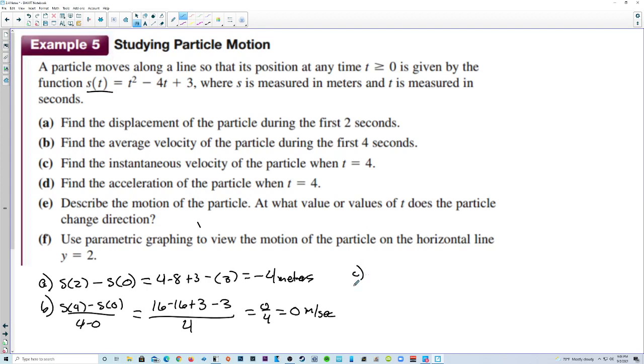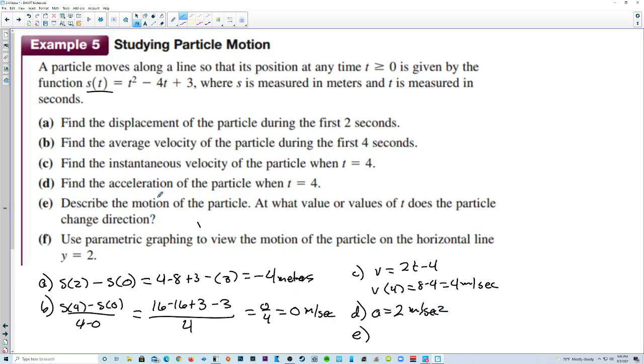Letter C, find the instantaneous velocity of the particle when t is equal to 4. So the velocity is equal to 2t minus 4. And they want v of 4. So 8 minus 4 is 4 meters per second. Letter D, find the acceleration of the particle when t is equal to 4. Well, acceleration is the derivative of velocity, so that's just going to be 2 meters per second squared.